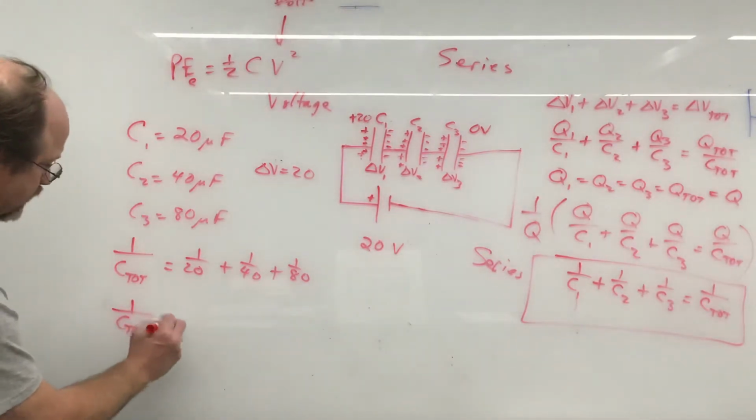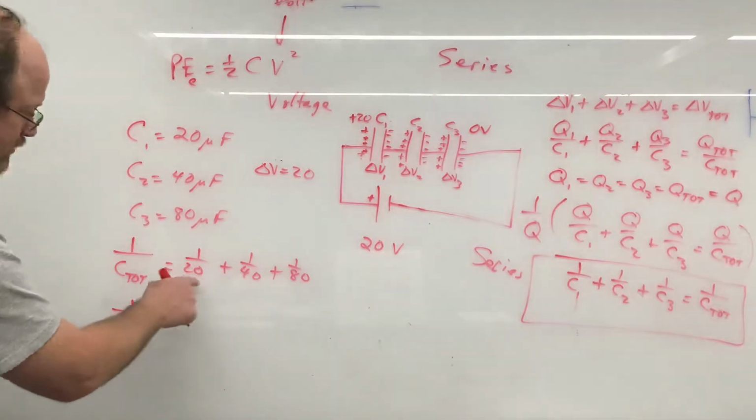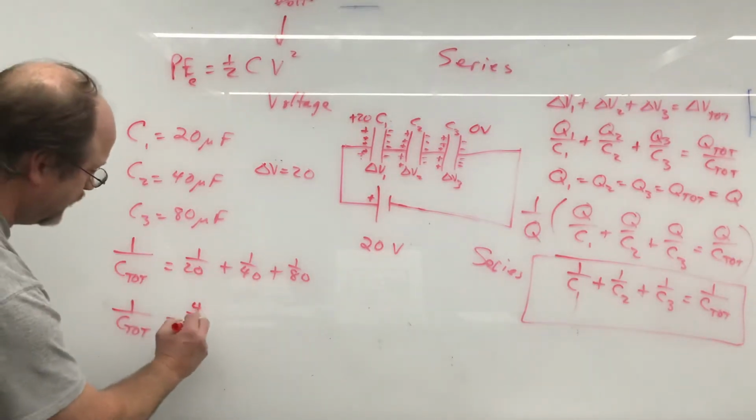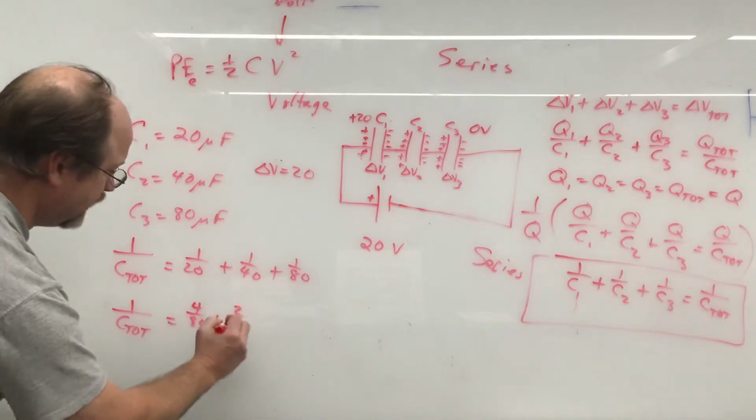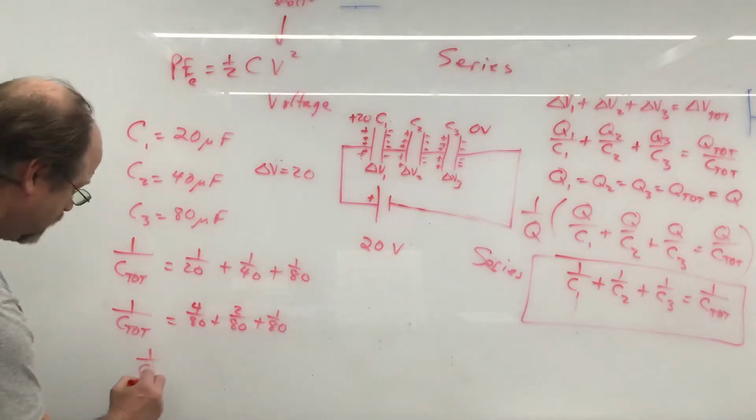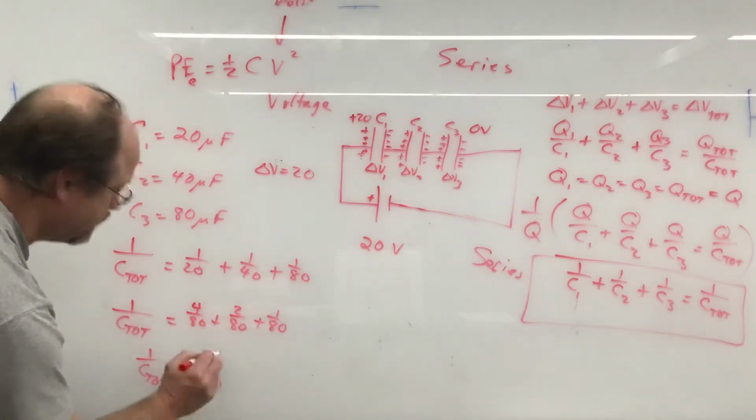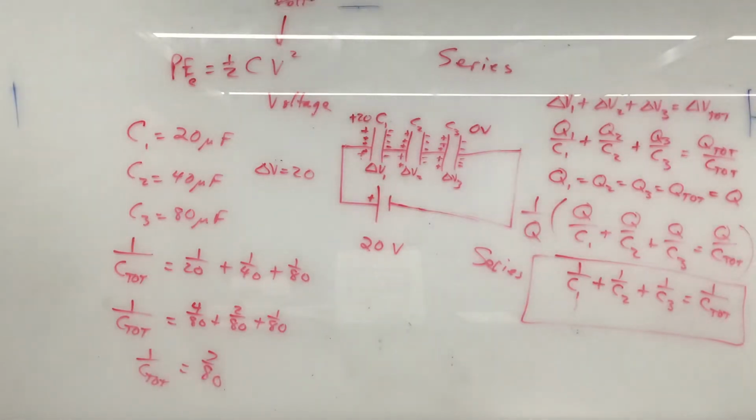And there's the inverse button on your calculator that I taught people how to use when we were talking about distance and focal length and all those kinds of things. You can use that here, or you can get common denominators. This would be 4 over 80 plus 2 over 80 plus 1 over 80. And that tells me that 1 over the total capacitance is 7 over 80. Yep, 7 over 80, okay?